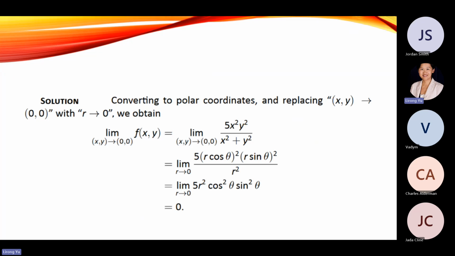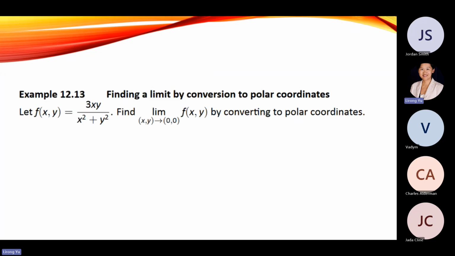So make r approach 0, and if the final answer is not related to theta, then the limit is unique, and then we have a limit. If the final answer is still related to theta, you have a formula of theta in the final number of your limit calculation, then the limit is not unique, and that means the limit does not exist. So this could be a very common way to treat most two-variable function limit calculations.